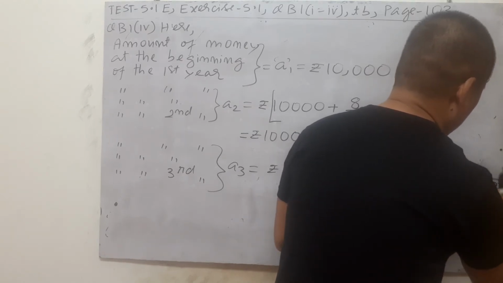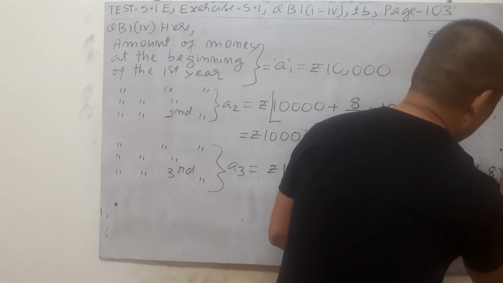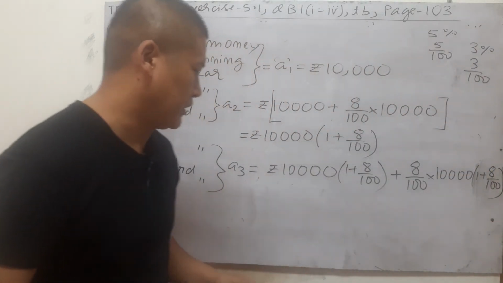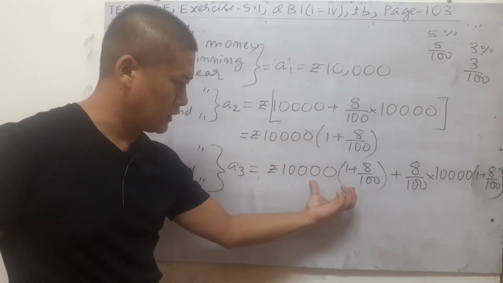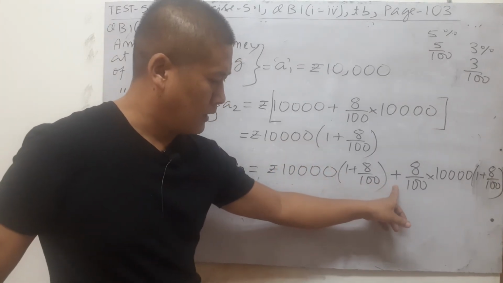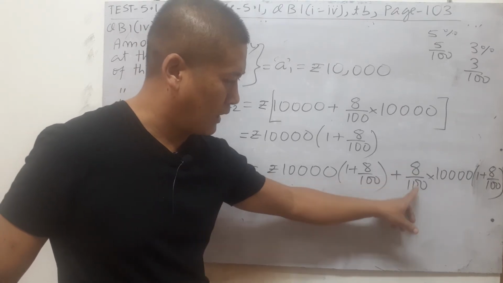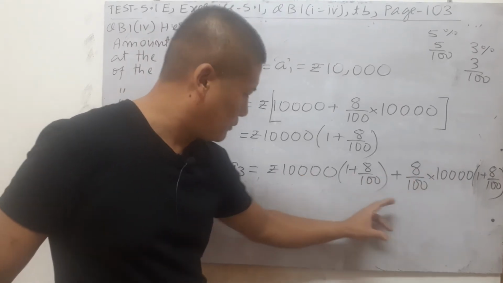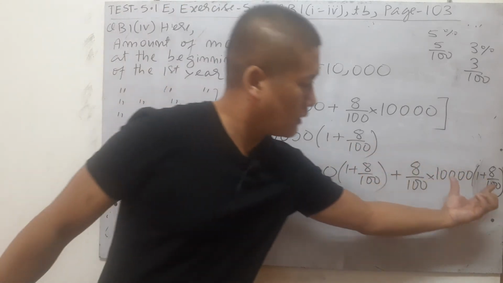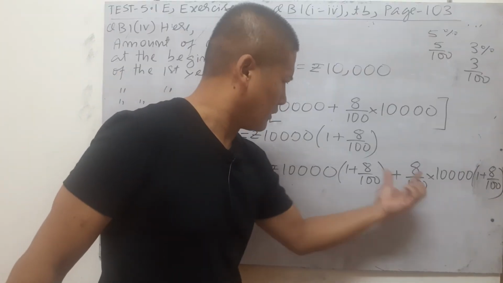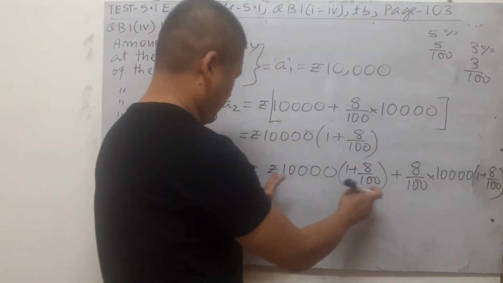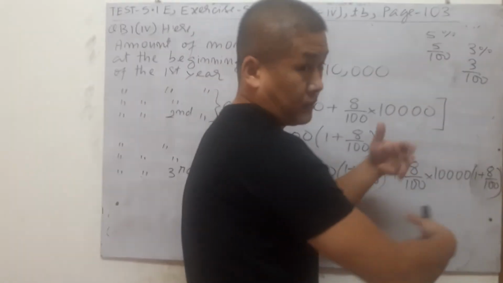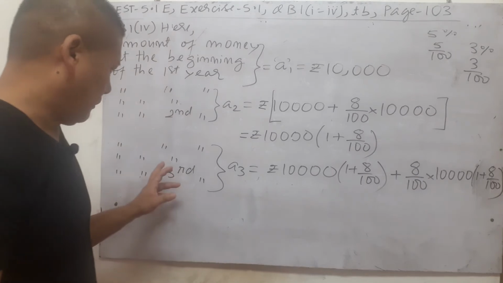I hope you're getting it right. Let me repeat it. This is the amount at the beginning of the second year, the principal for the third year, plus interest is 8% per annum. So 8 by 100 into the principal for the third year, which is this. So you multiply 8 by 100 into this; this is the interest, and this is the principal for the third year. So principal plus interest is the amount at the beginning of the third year.